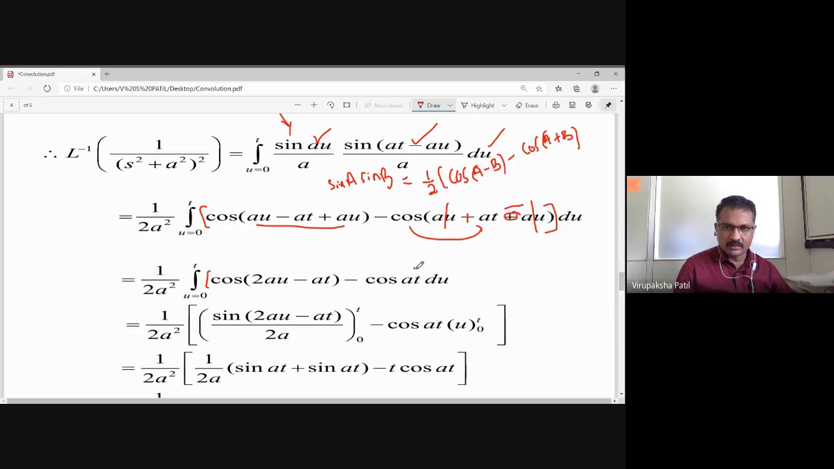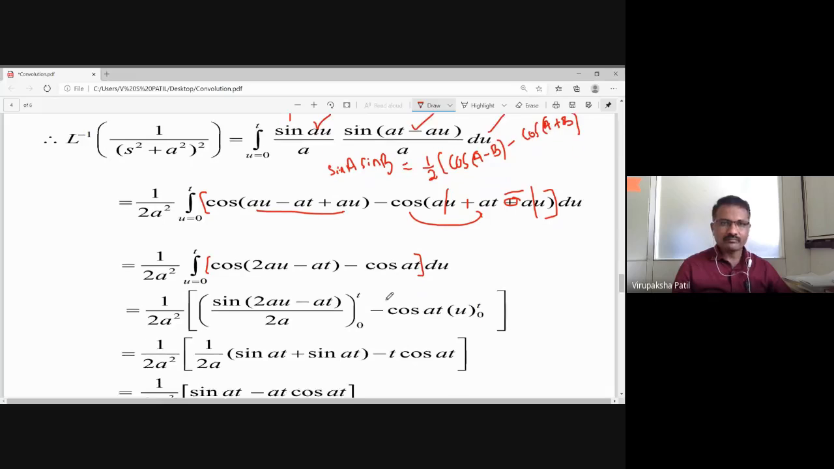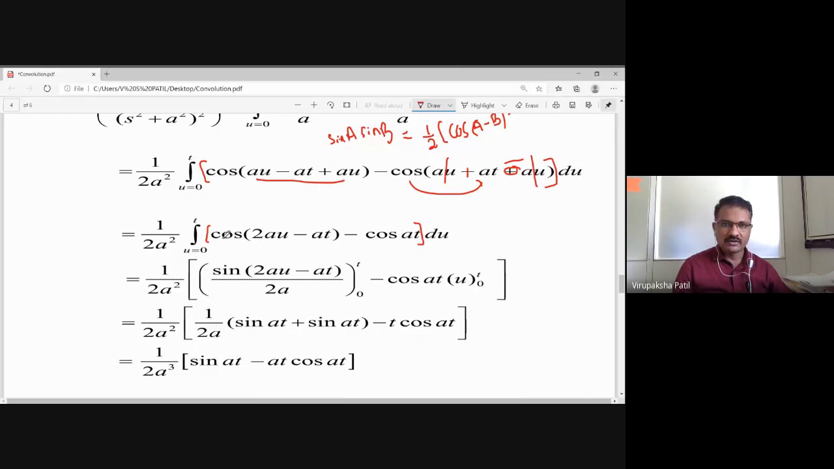This becomes 1 divided by 2a squared, integration with μ equal to 0 to t of cos(2aμ minus at) minus cos at dμ. So now you have to integrate this. Integration of cos is sine of (2aμ minus at), and since you are integrating with respect to μ, you get it divided by 2a, from μ equal to 0 to t. Minus, here you are integrating this term with respect to μ. Cos at is kept as it is, so it becomes integration of dμ only. Integration of dμ is μ, from 0 to t.